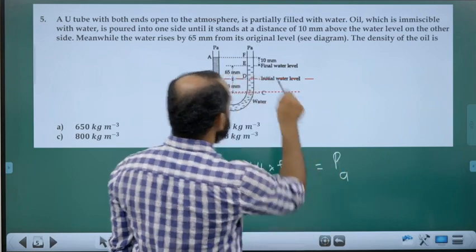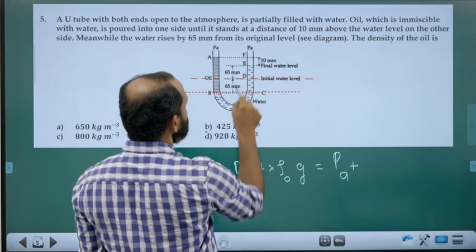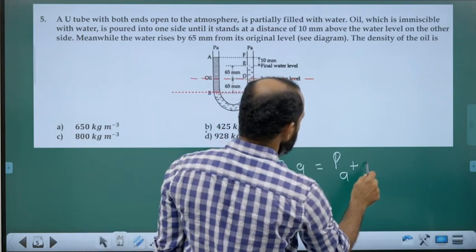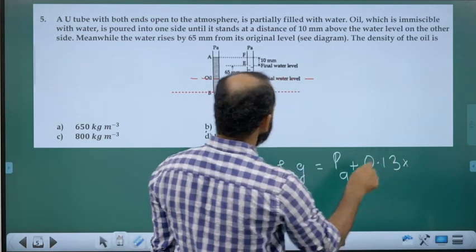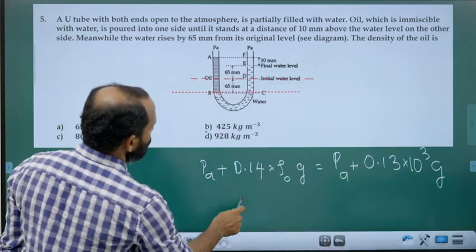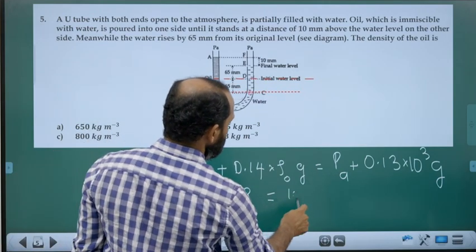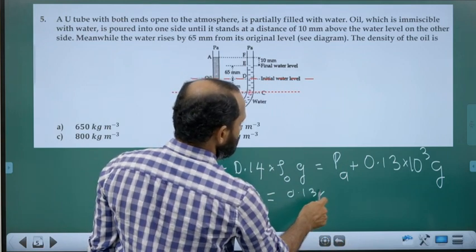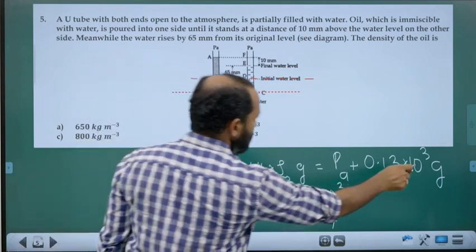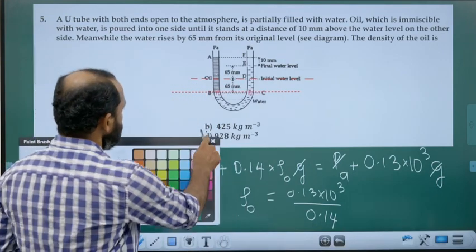That is PA, again at the open limb pressure is atmospheric pressure, plus what is that height? That height is only 65 plus 65 because water stops here. Need not add 10. That is why it will be 13, so 0.13. That is water, so its density is 10 power 3 multiplied by g. Here rho naught you can estimate directly: 0.13 multiplied by 10 cube divided by 0.14. PA and PA cancel. g also cancels from both sides. You will get this, and you can check the answer to be option D.